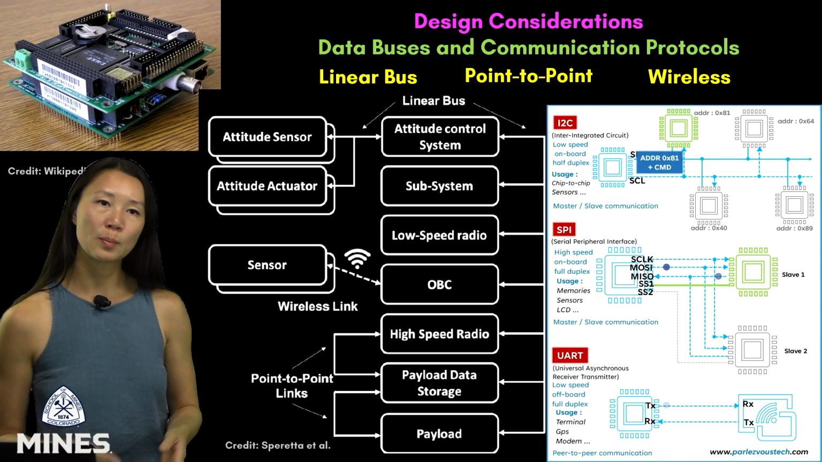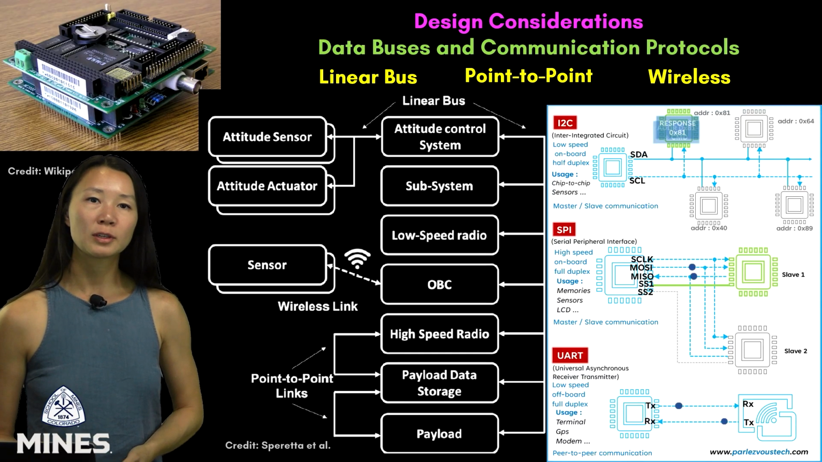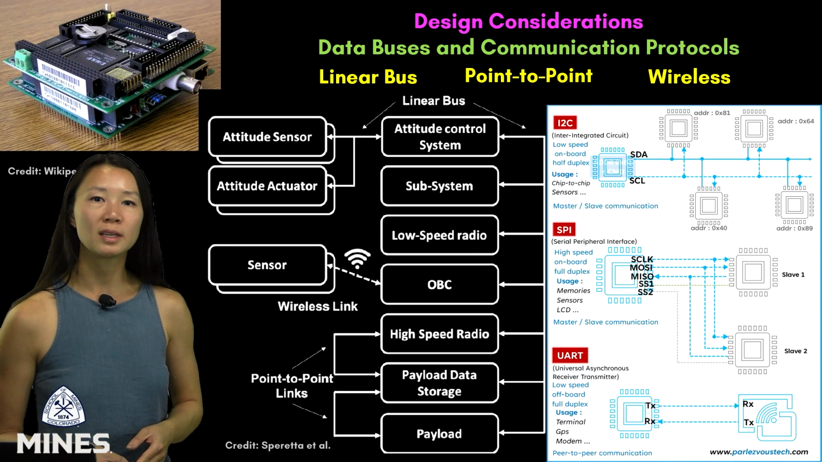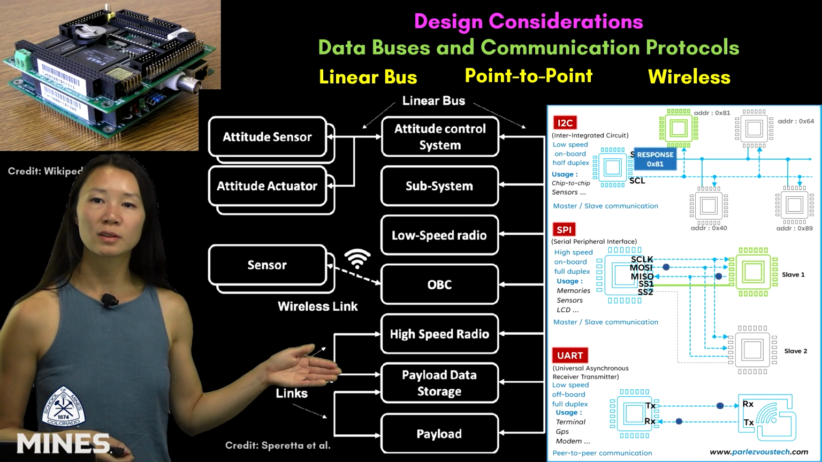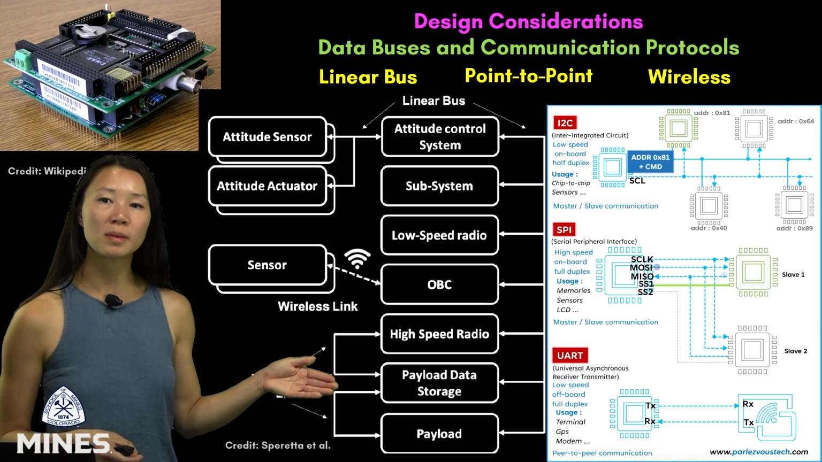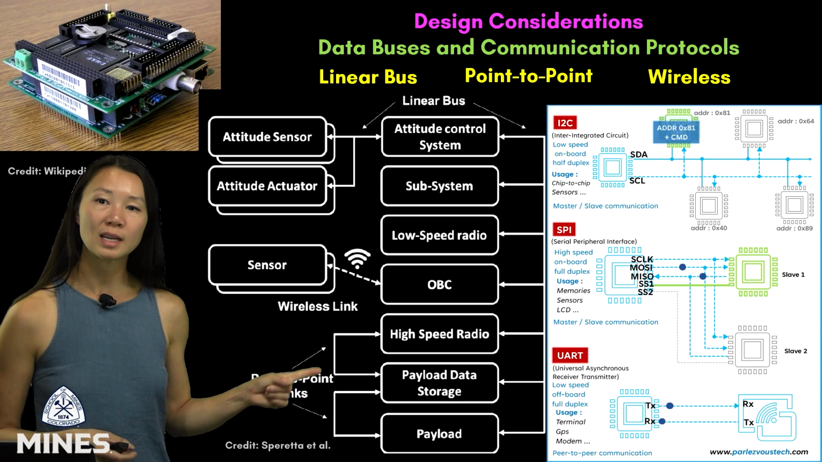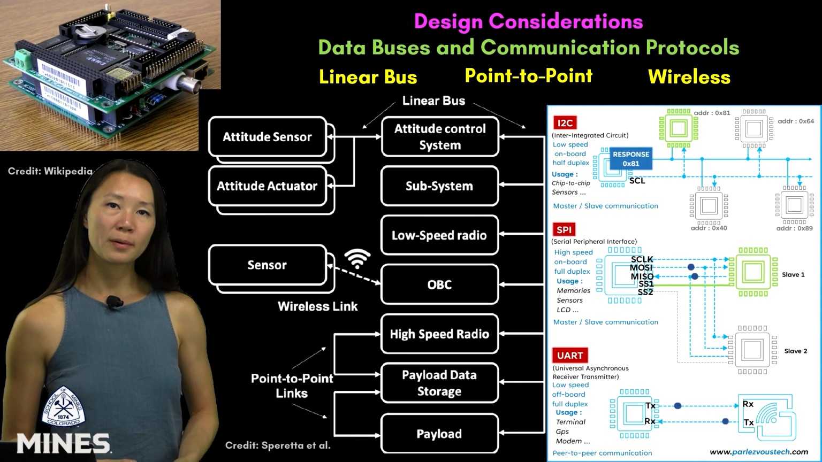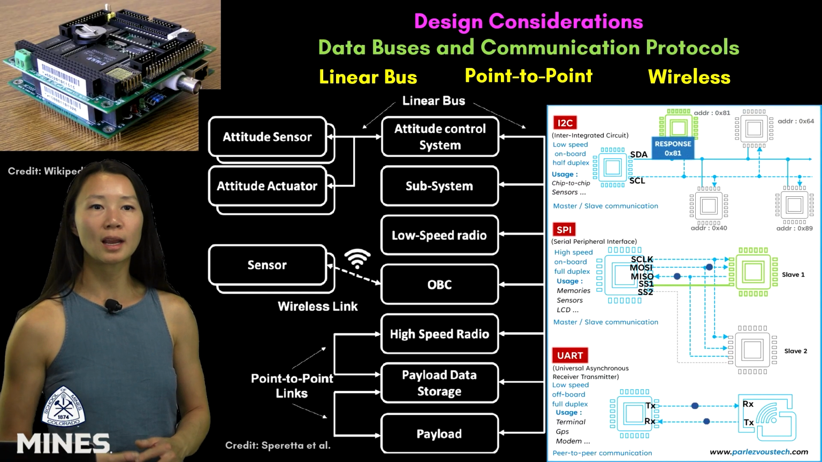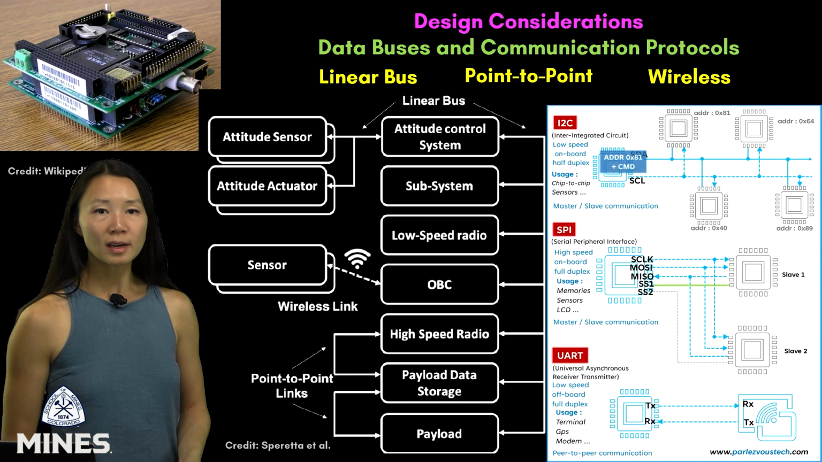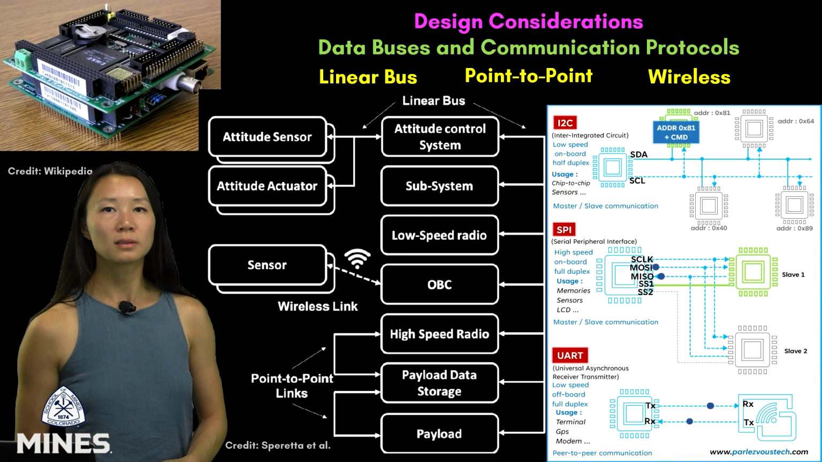Next is the point-to-point bus. This type creates dedicated links between interfaces, one-wire pair connection, seen between, for example, the high-speed radio and payload data storage, and then this data storage and the payload. Point-to-point is typically faster, more robust, and easier to isolate in case of faults. The trade-off is more cabling and fewer total connections.